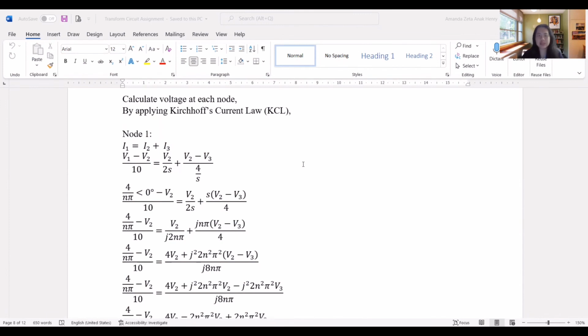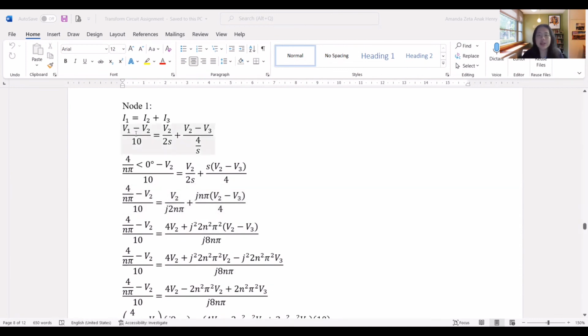So this is the calculation for voltage at each node. We find the voltage at each node by applying Kirchhoff's current law, KCL. So for node 1, we know that I1 equals I2 plus 3. So (V1 minus V2) over 10 equals V2 over 2S plus (V2 minus V3) over 1 over S.